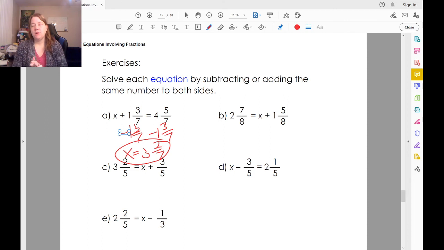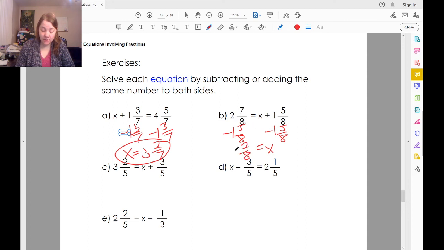For letter B, we have 2 7/8 equals x plus 1 5/8. So if I'm adding 1 5/8 onto x, I want to subtract the 1 5/8 away from both sides. So that would mean that x equals 7/8 minus 5/8 is 2/8. 2 minus 1 is 1. 1 2/8. But don't forget that we're also going to simplify. So our actual answer is going to be 1 1/4 for x.